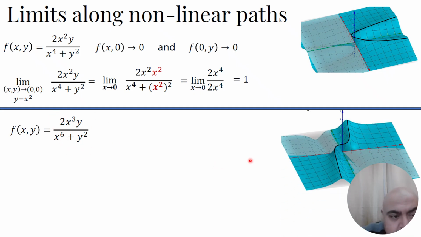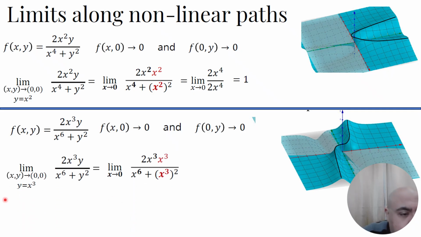That's the shape of the function. I'm introducing the case, if for the x-axis or y-axis, they also exist and they will be zeros. But if I introduce y equal to x cubed, replacing y by x cubed, I will have 2x cubed times x cubed, and simplifying our life, it is equal to 1, and once more the limit doesn't exist.